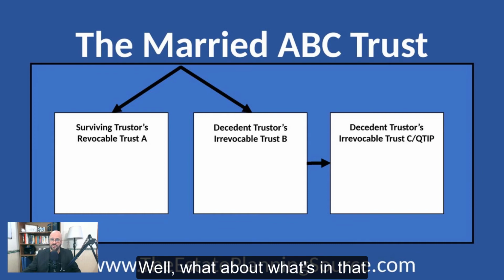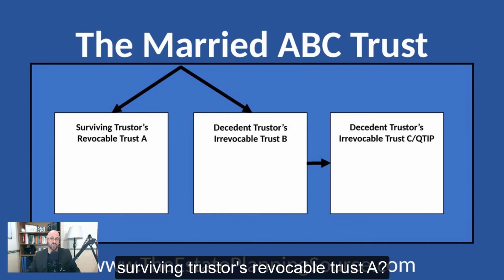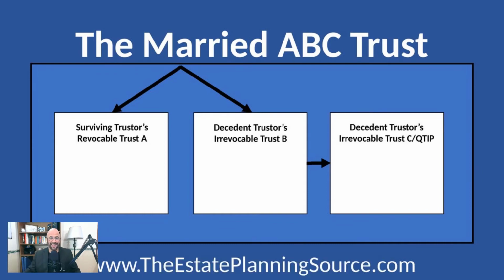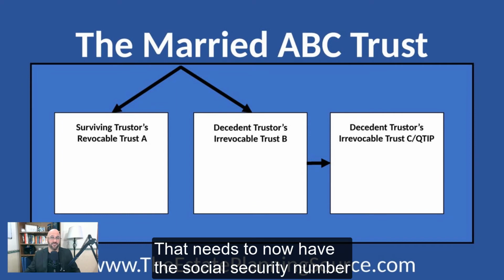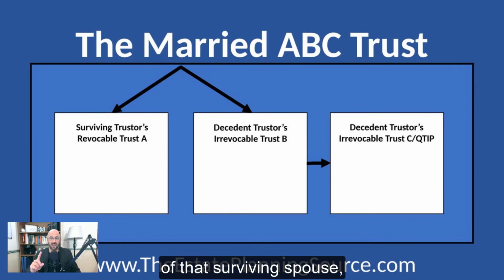Well, what about what's in that surviving trustor's revocable trust A? That needs to now have the Social Security number of that surviving spouse. Because again, think about it. It's all about tax reporting.